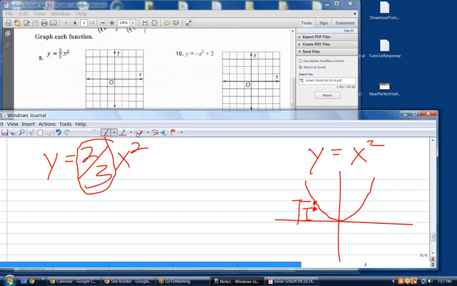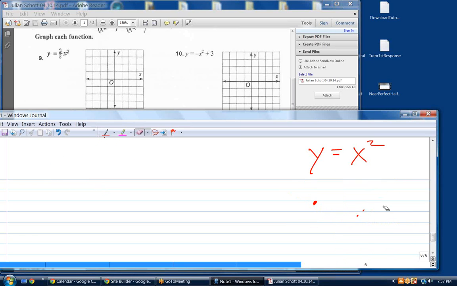That makes it fatter, notice. In other words, if every point is below, you end up with a parabola that looks like this when you connect the dots. So the parabola gets wider or fatter as the coefficient gets less than 1. Well, actually between 0 and 1. Okay? All right.